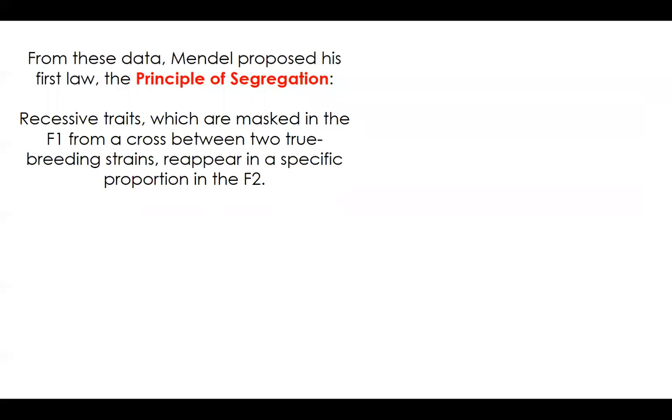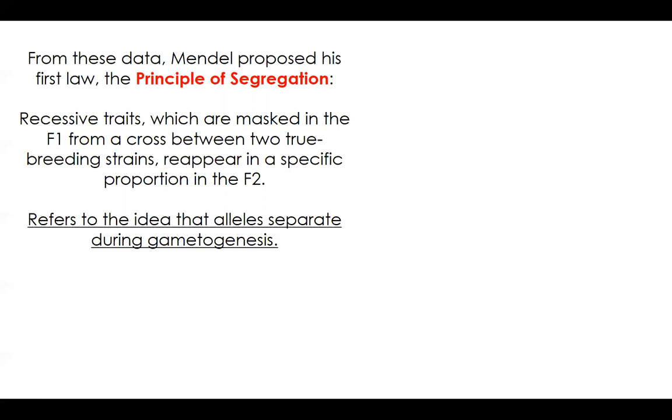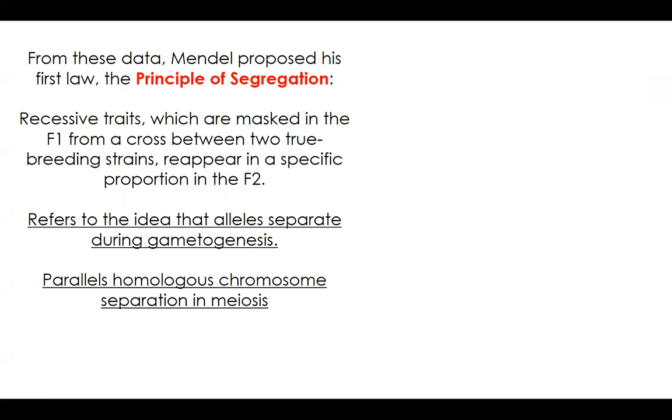So from these data, Mendel proposed his first law, the principle of segregation. In this particular principle, recessive traits, which are masked in the F1 from a cross between 2 true breeding strains, meaning homozygous, reappear in a specific proportion in the F2, that 3-to-1 phenotypic ratio. What he really is getting at here is the idea that alleles separate during gametogenesis. So this is meiosis. This parallels homologous chromosome separation.